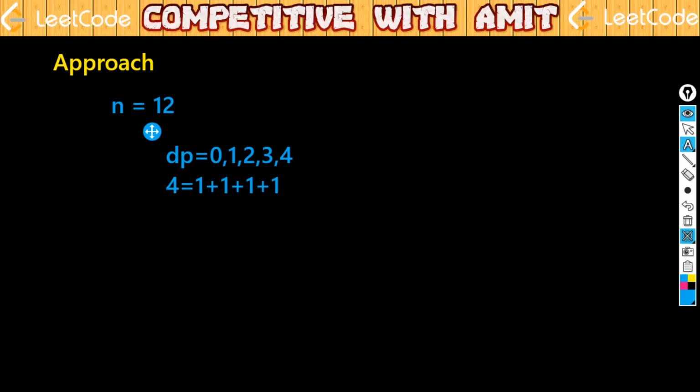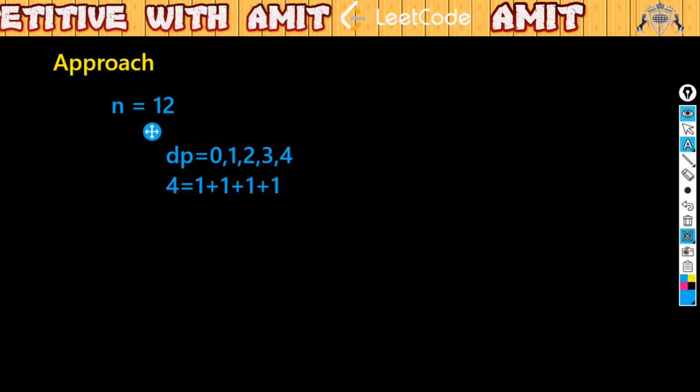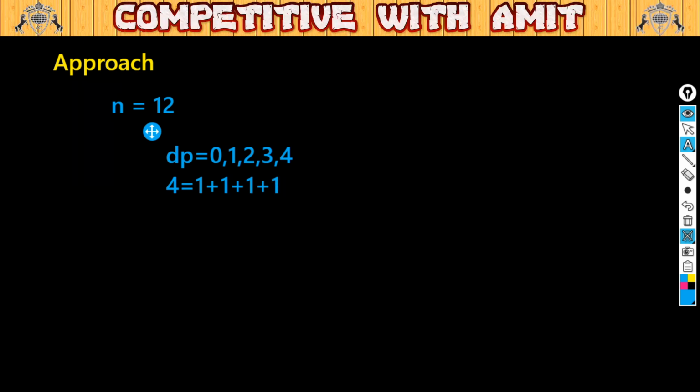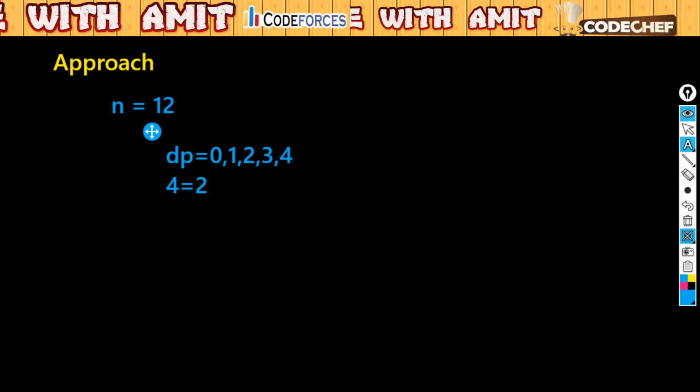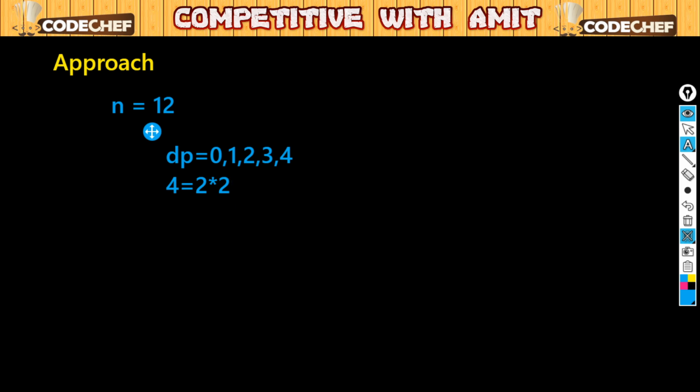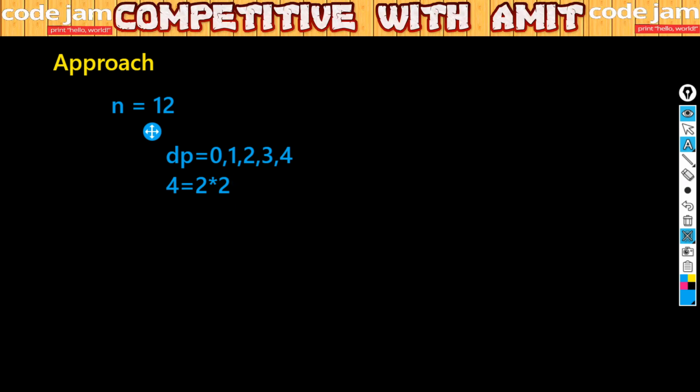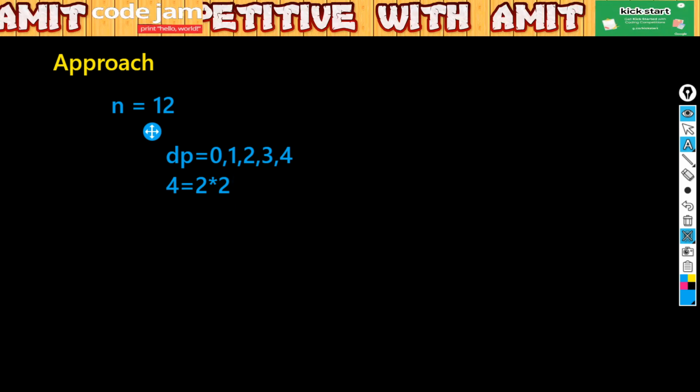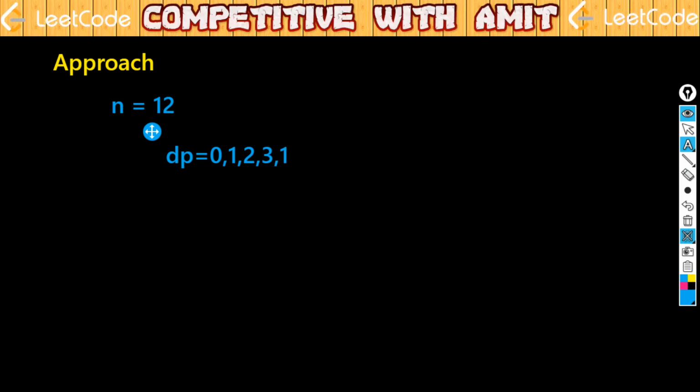So I can represent it by ones. Now I will check for 2. 2 squared is 4, so I can use it. So in this case I can use 2 squared, and this can be completed in one move only.